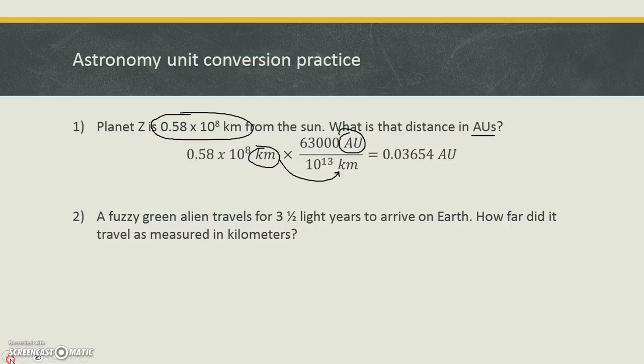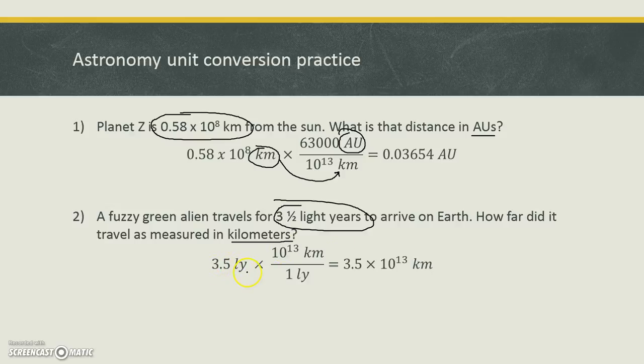All right, next one. A fuzzy green alien travels for 3.5 light years to arrive on Earth. How far did it travel as measured in kilometers? So we've got 3.5 light years, and we are looking for the answer in kilometers. So pause it, set it up, come back and check and see if you've got it right.